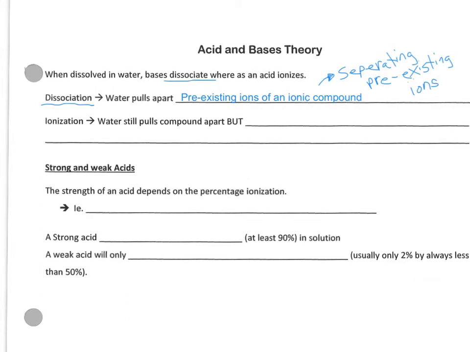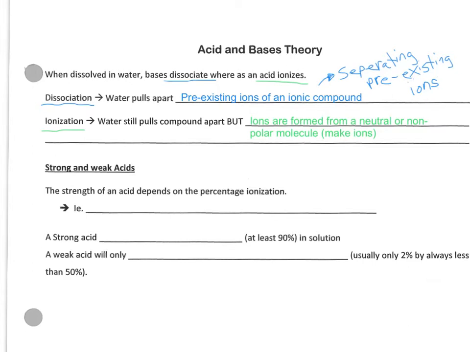This is a lot different from what happens to an acid when it dissolves in water, because an acid ionizes. Ionization is when the water pulls apart the compound, but ions are formed from a neutral or nonpolar molecule. So basically, in ionization, we are making ions. This makes sense because a base is an ionic compound. It contains a metal and nonmetals, and it is that electrostatic attraction of those ions. So the water pulls it apart much like it would any other ionic compound.